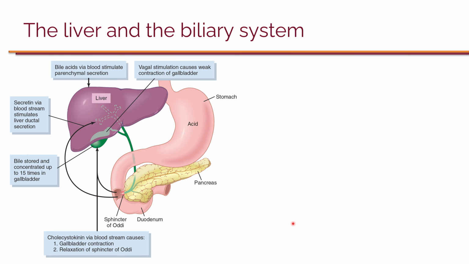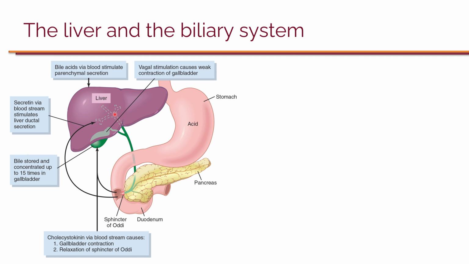Now let's take a look at the liver and the biliary system. So you can see that here's the liver and here's the stomach. And the liver has many functions. For example, it makes proteins, including coagulation cascade proteins. It has an important role in detoxification and metabolism, including metabolism of fructose and alcohol and other substances, but also it has a role in production of bile acids.